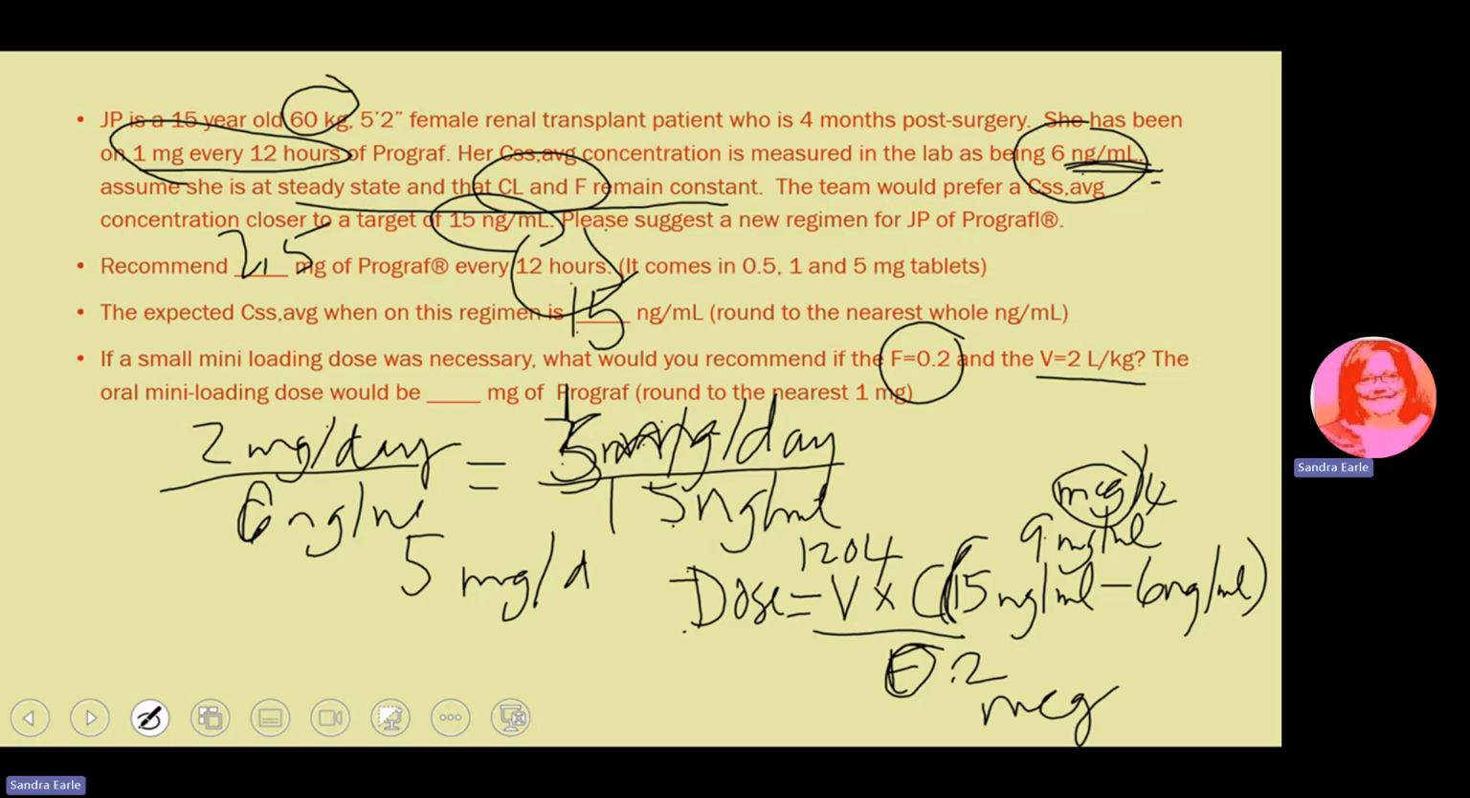So 9 times 120 divided by 0.2 is 5,400 micrograms, or 5.4 milligrams, isn't it? So to the nearest 1 milligram, we're going to give 5 milligrams for an oral loading dose there to make up that difference between 6 and 15. Okay?